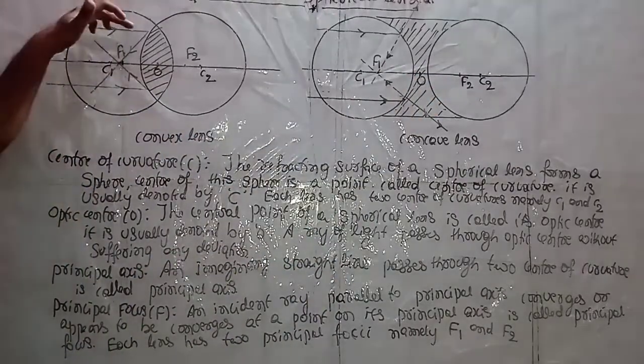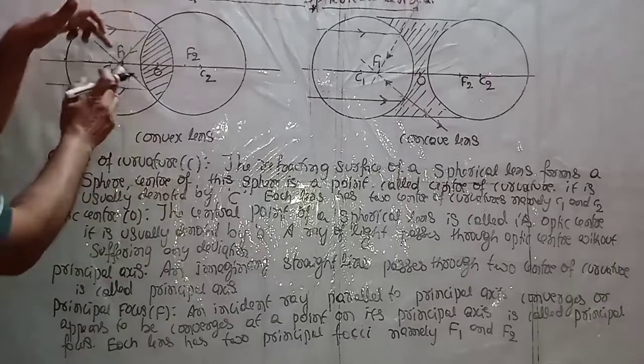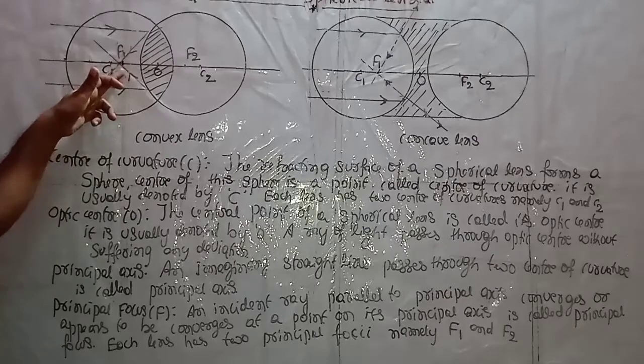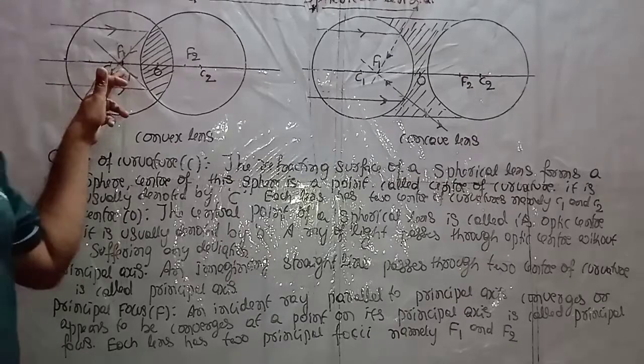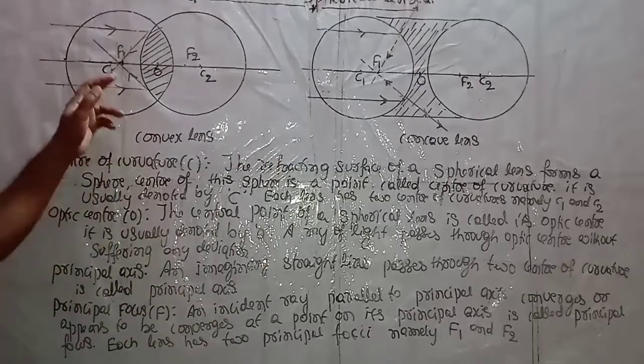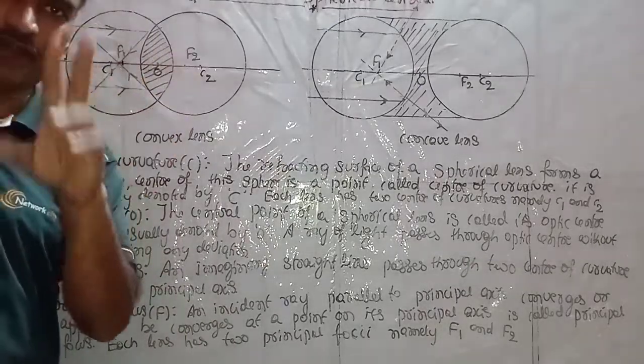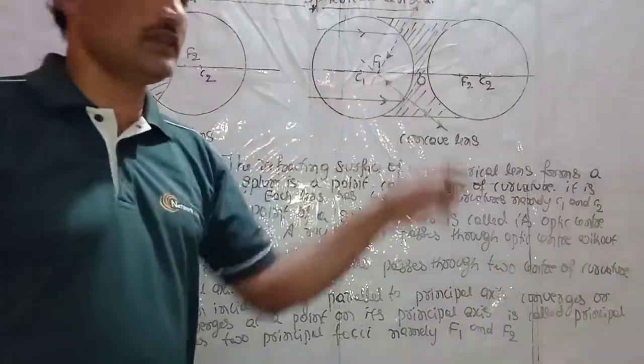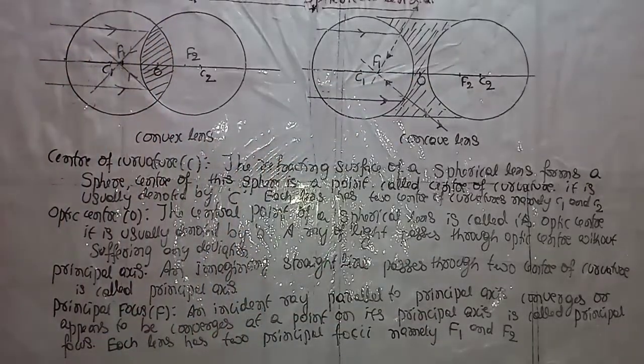So when light rays converge at a certain point on the principal axis, that is what we call the principal focus. The principal focus is usually denoted by the capital letter F, because each lens has two principal foci, F1 and F2. Here also it has F1 and F2. Observe clearly, dear student. Now note down these points. It will help you to study clearly, and you can become super confident.